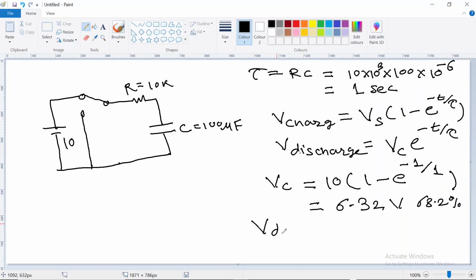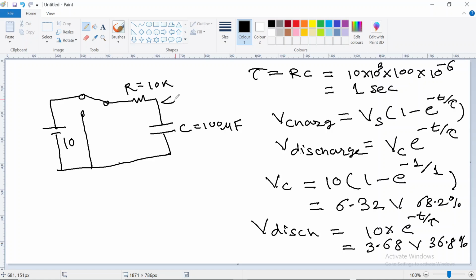Similarly, for discharge, at the end of a sufficiently long duration, that is nearly 5 times the time constant, we can consider it fully charged, and so 10 volt will be the initial voltage on this capacitor, and it will be 10 multiplied by e to the power minus t by tau, equal to 3.68 volts, or we can say 36.8% of the voltage.